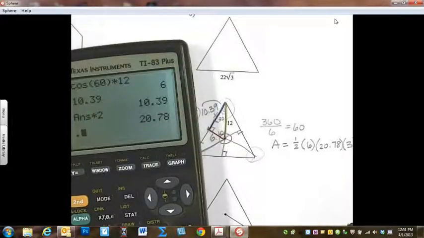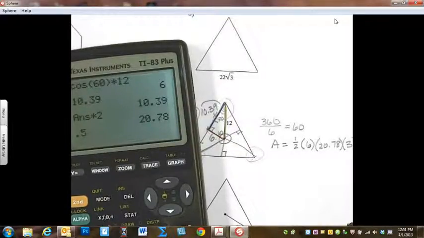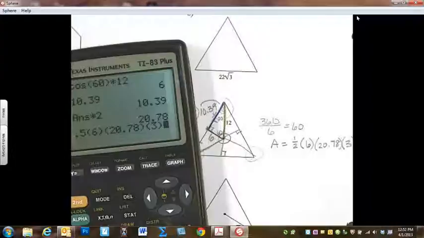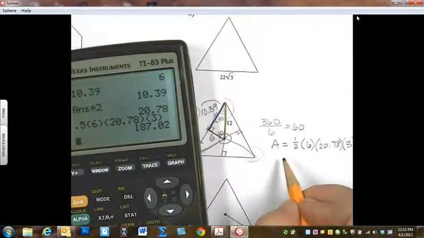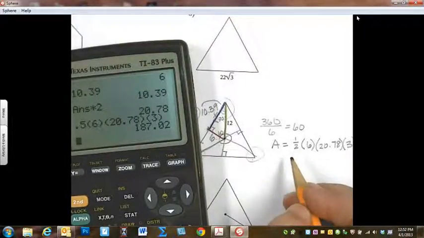And I'm going to use the decimal equivalent of 1/2. So 1/2 equals 0.5. The area is 1/2 times 6 times 20.78 times 3, because we have 3 of these sides. And what do we get? We get 187.02.